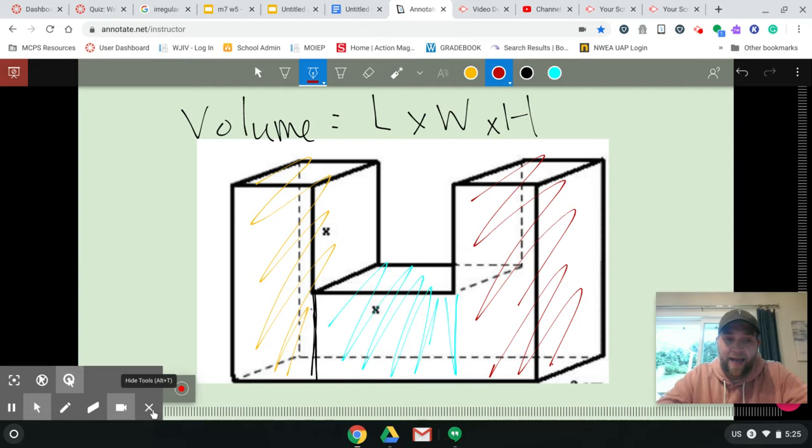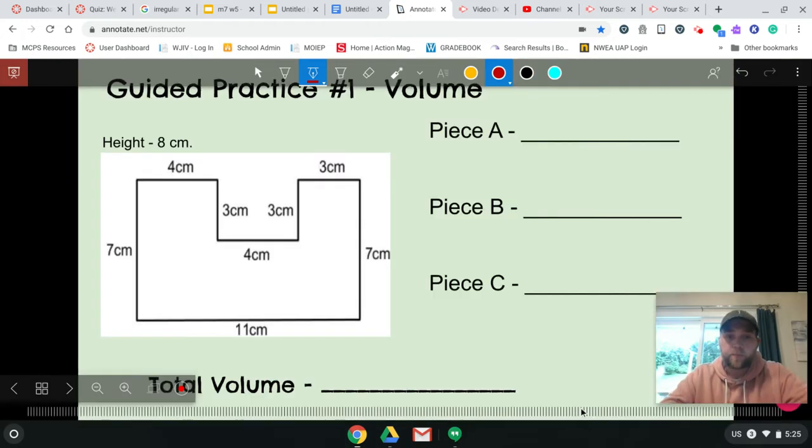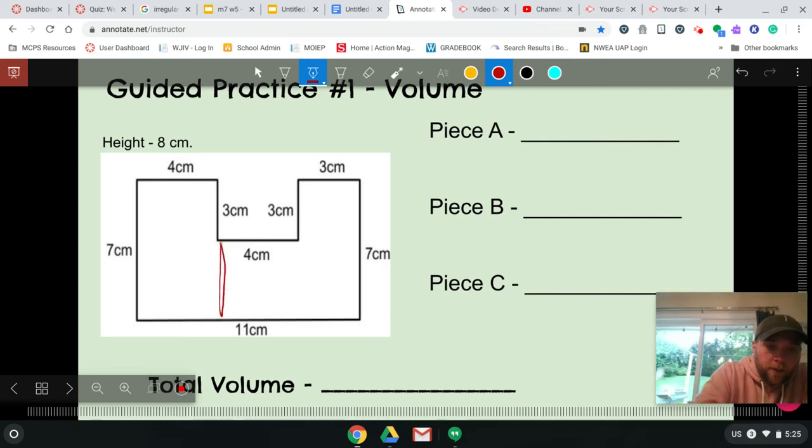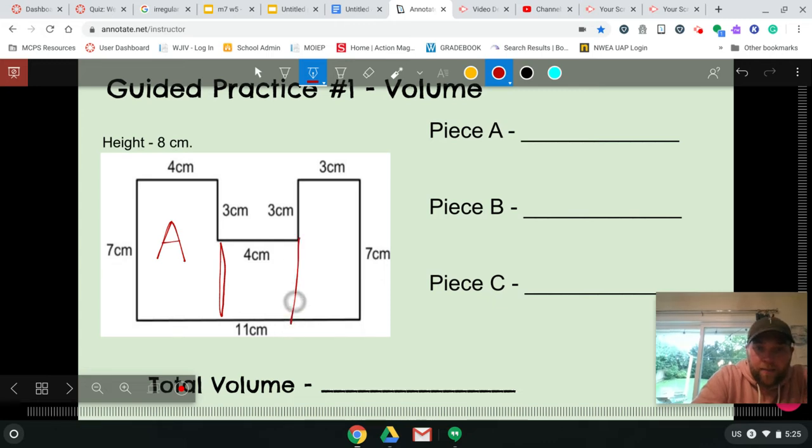So let's take a look at the previous slide. Just like before, I'm going to break it into three pieces. I'm going to draw a line right here and call this piece A. I'm going to draw a line right here and call this piece B, and I'm going to take this third piece and call that piece C.